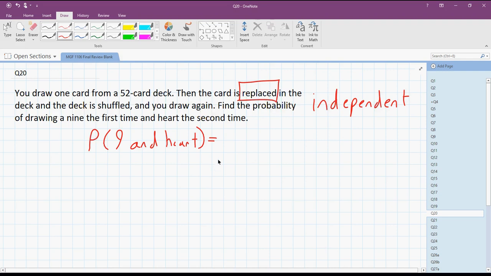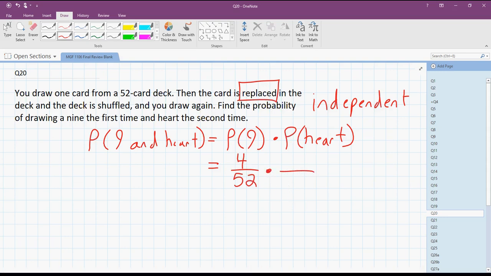Okay? So, again, in this, since they're independent, all we need to know is the probability of drawing a 9, and we're going to multiply that by the probability of being a heart. So what is the probability of a 9? How many 9s are there in a deck of cards? 4. 4 out of how many? 52. Okay. And then over here, how many hearts are there? 13 out of 52. So go into your calculator, let it do the work. Put in the fraction 4 out of 52. Multiply that with the fraction of 13 out of 52, and it will reduce everything for you.